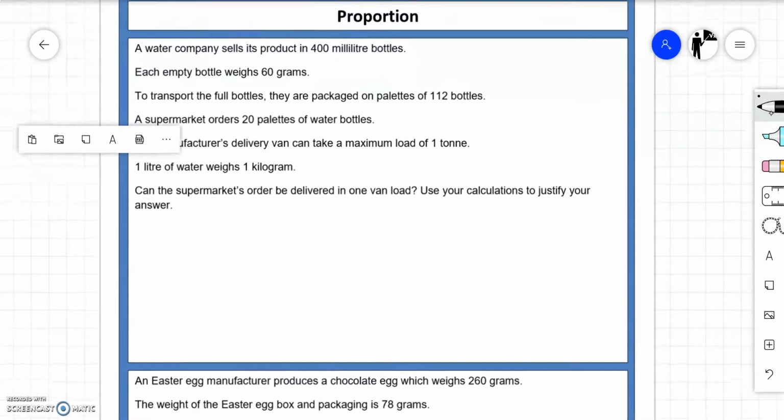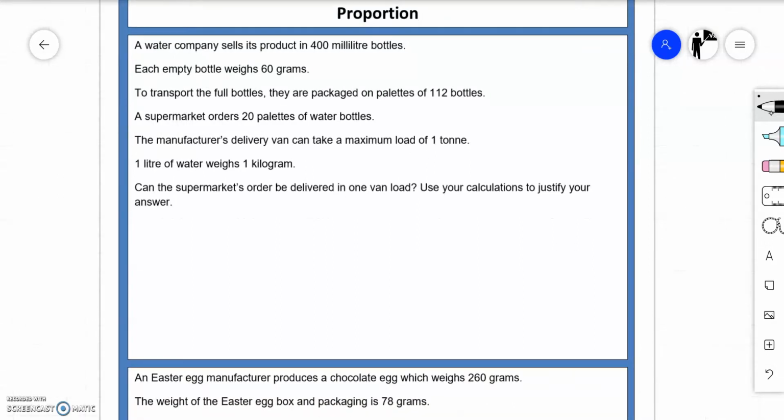A water company sells its product in 400ml bottles. Each empty bottle weighs 60 grams. To transport the full bottles, they are packaged on pallets of 112 bottles. A supermarket orders 20 pallets. The delivery van can take a maximum load of 1 tonne. A litre of water weighs a kilogram. Can the supermarket's order be delivered in 1 van load? Use your calculation to justify your answer.